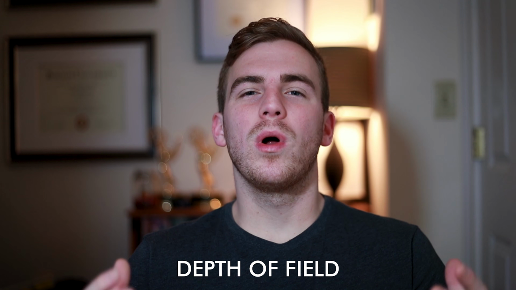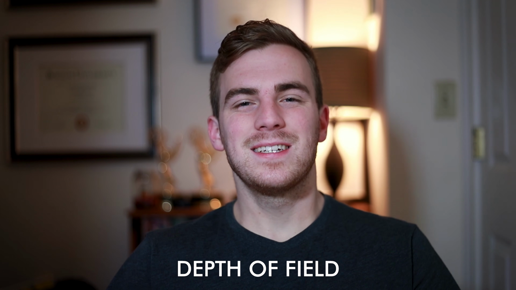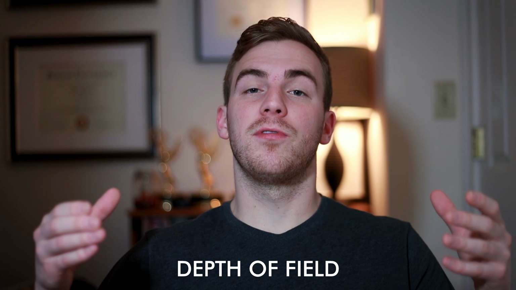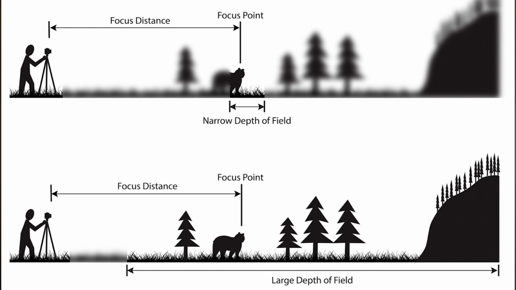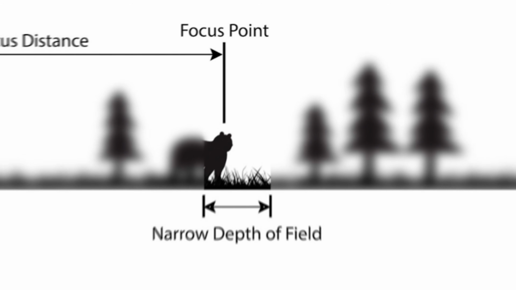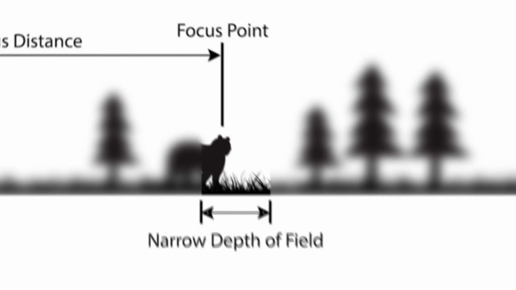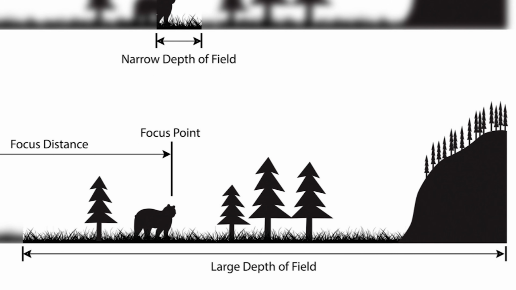It's the range of what is in focus in your shot. It's the distance from the nearest object in focus to the furthest object in focus within your frame. You can see in this photo from photographylife.com that we can have a different depth of field. On one end, we've got a narrow depth of field, and on the other end, we have a large or wide depth of field. This means that we can have varying distances of what's in focus within our shot.